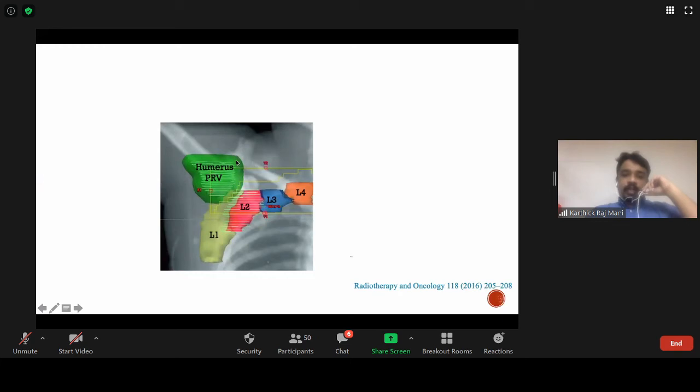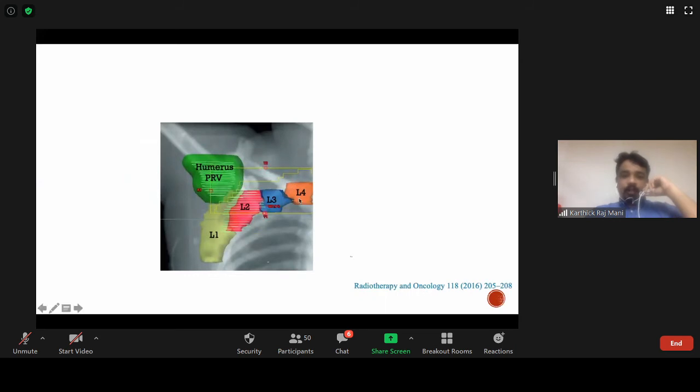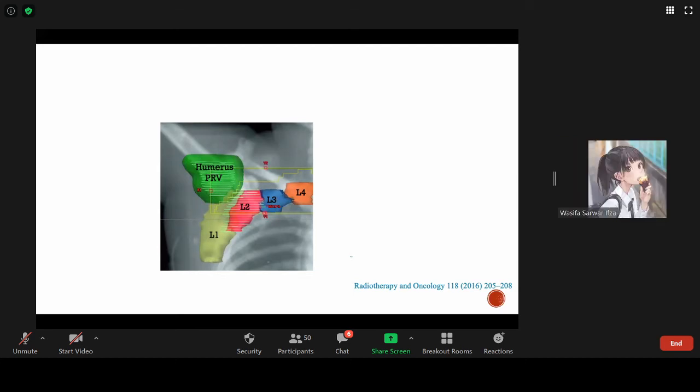So when you put a standard field, when you don't do the contouring, this is what is going to happen. You can see here the level 4, which is the supraclav, and the 3 levels of the axillary node, and this is the humerus PRV. You can see there is a little bit of under coverage for the level 1 axilla. This is the reason why we need contouring-based regional nodal irradiation when you want to treat all the axilla, level 1, level 2, level 3, which is really going to be difficult with standard landmarks.